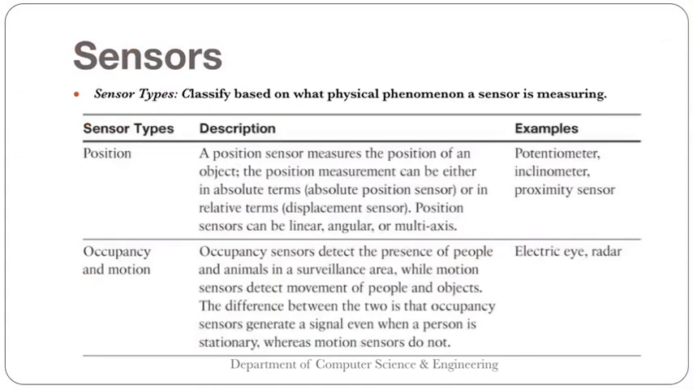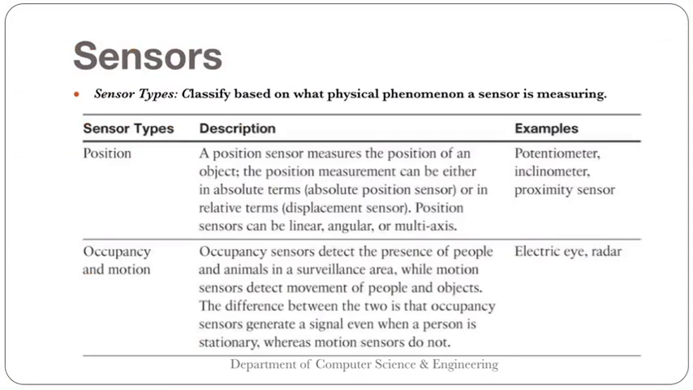So here let's talk about the sensor types. This is a classification based on what physical phenomenon a sensor is measuring. Based on that, we have different sensor types. The first one is position. A position sensor measures the position of an object. The position measure can be either in absolute terms, an absolute position sensor, or in relative terms. Just now we have seen what is absolute and relative.